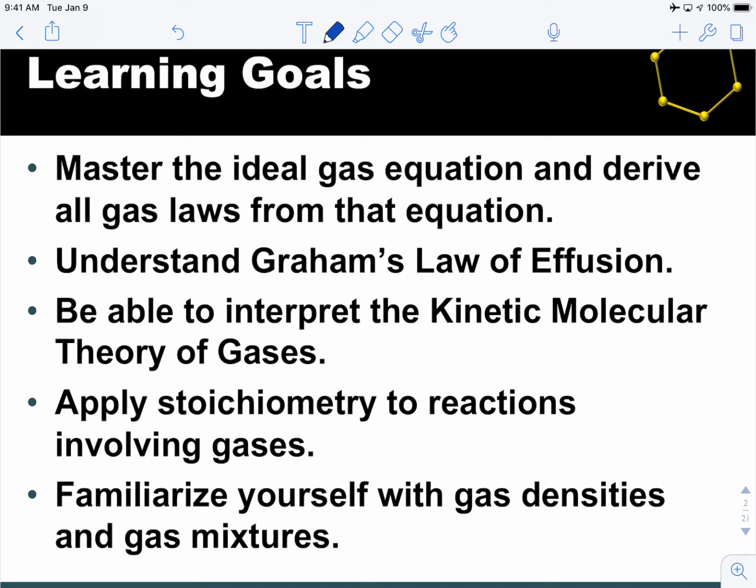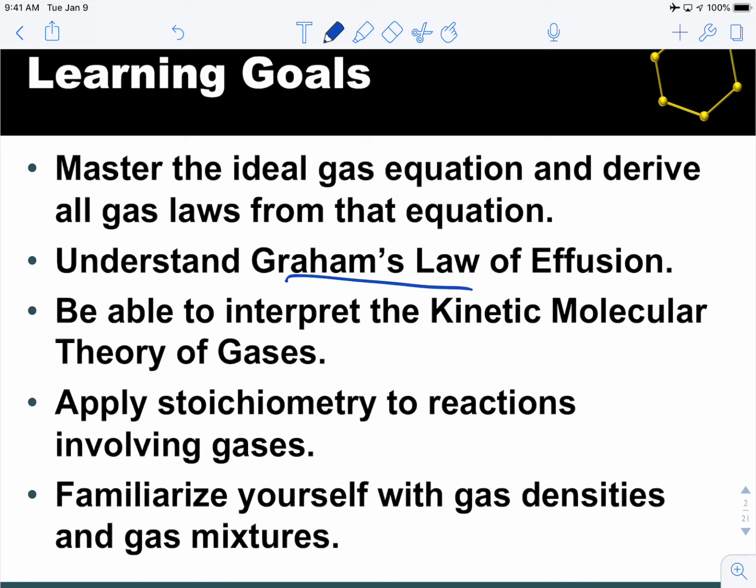Now, I'm going to ask you to be able to derive most of the other gas laws from that equation. And so I'm not going to give you all the equations because I really want you to learn how to just manipulate the main gas law, the ideal gas law, to get the others. And that'll come in handy later. But I'll give you the equations for Graham's law of effusion and Dalton's law of partial pressure, which can't be derived from the ideal gas equation.